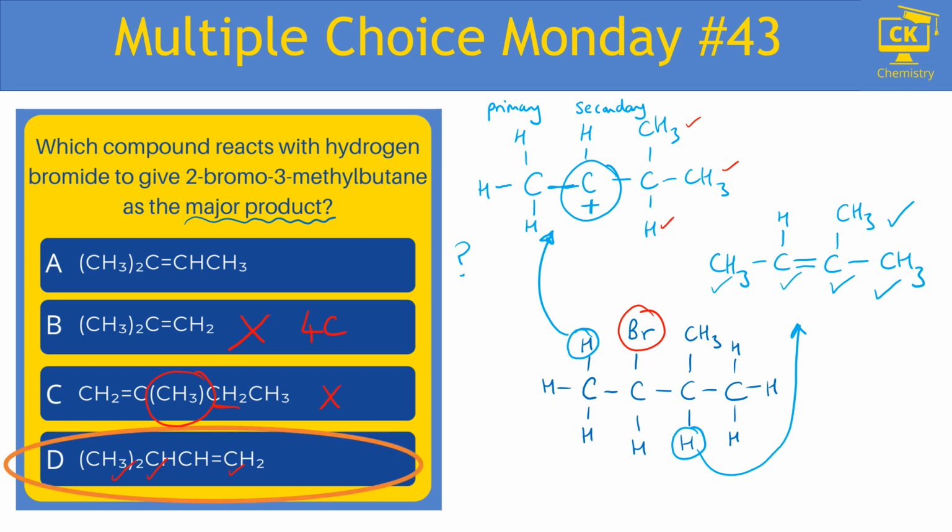because D was that structure. So we have 2 CH3s at the end, we have a CH, then we have another CH, and then we had a CH2. We add a H to the CH2 part, we leave a positive charge in the middle.